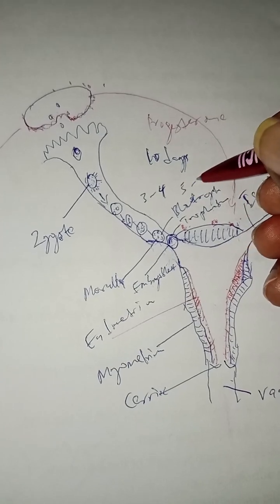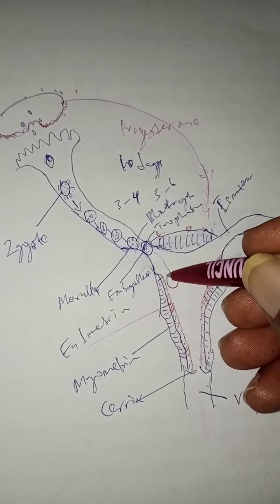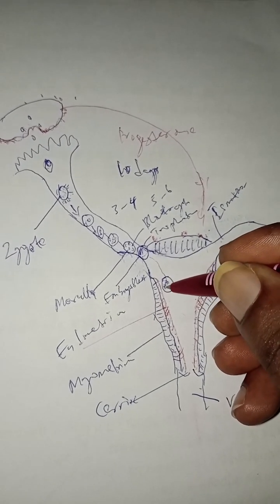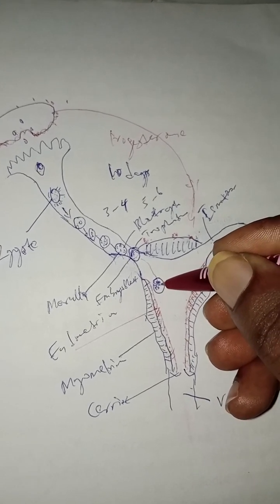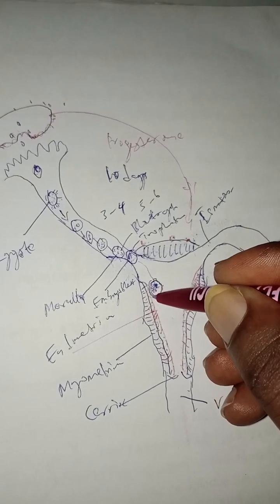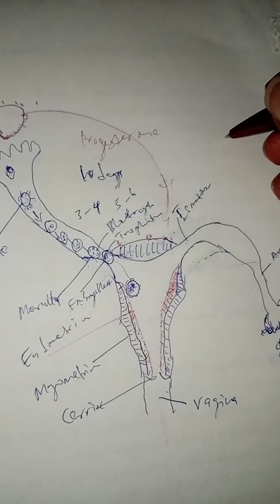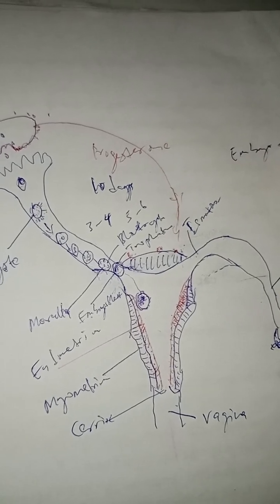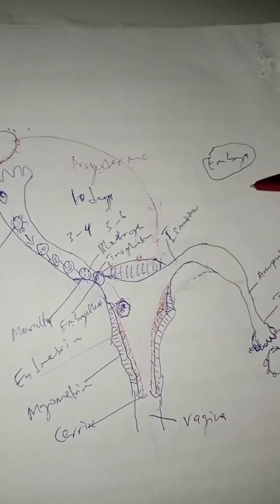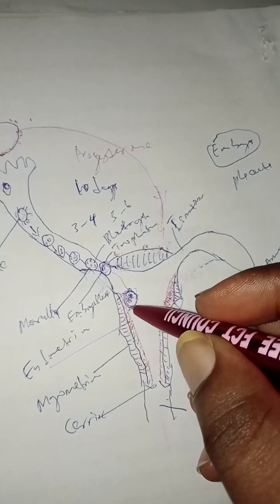Then at day 5 to day 6, this blastocyst is found inside the uterus. Remember, the 16 or 32 cells inside have differentiated into embryoblasts, and the ones outside into trophoblasts. The embryoblast forms the embryo, the baby itself, while the trophoblast, which is outside, forms the placenta.